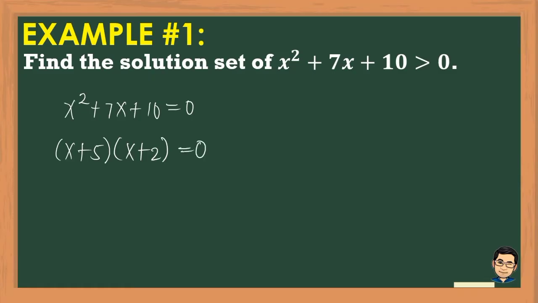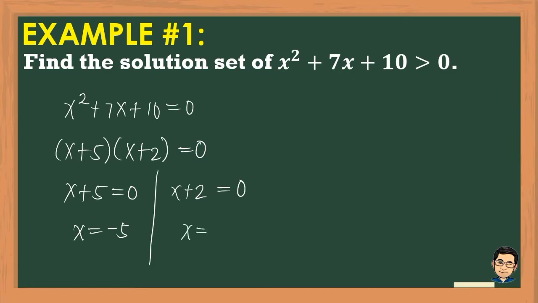Next, we equate each term to 0. So, magiging x plus 5 is equal to 0, and then, x plus 2 is equal to 0. And then, x plus 5 is equal to 0 will become x equals negative 5. And yung isa naman, x plus 2 is equal to 0, magiging x equals negative 2. Ibig sabihin po niyan, yung mga nakuha po nating value ng x, yun po yung ipa-plot po natin sa number line.